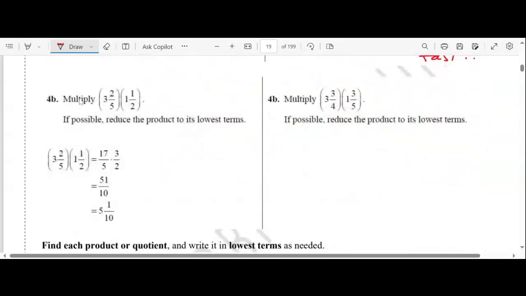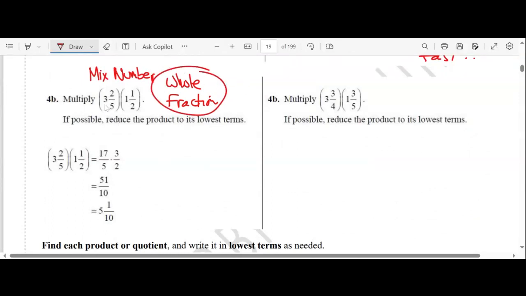Next one. Here I have what type? I have a mixed number, right? Why? Because I have a whole number and I have what? Fraction, right? That's why they call it a mixed number, right? So I have to make this an improper fraction. So you have to convert this to what? Improper fraction. 3 times 5? 15 plus 2? 17 over what? 1 times 2? 2. Plus 1? 3. Over 2. Right.